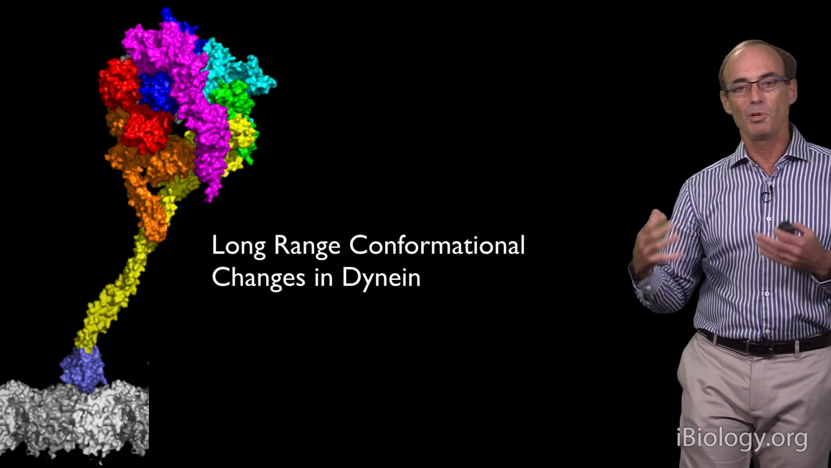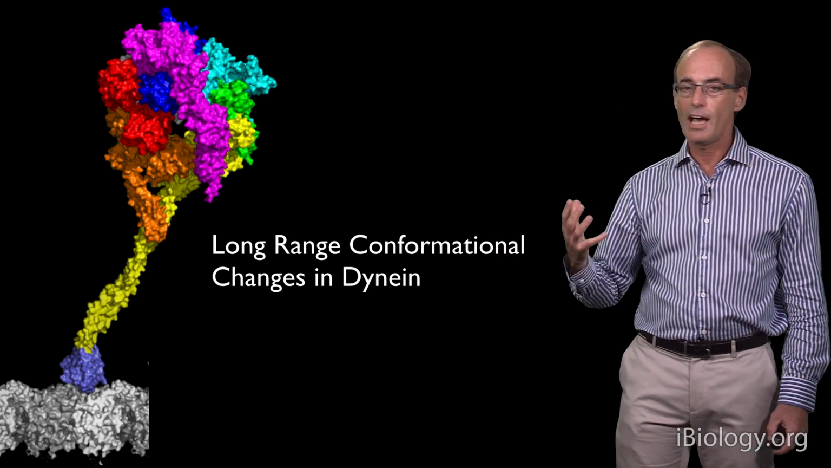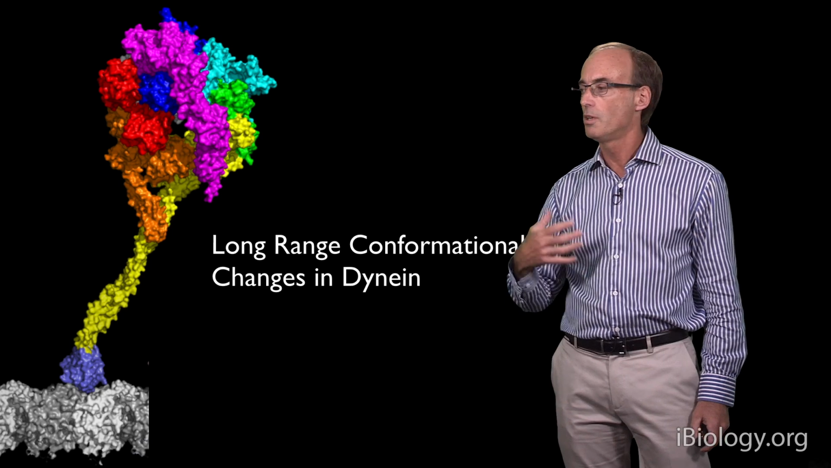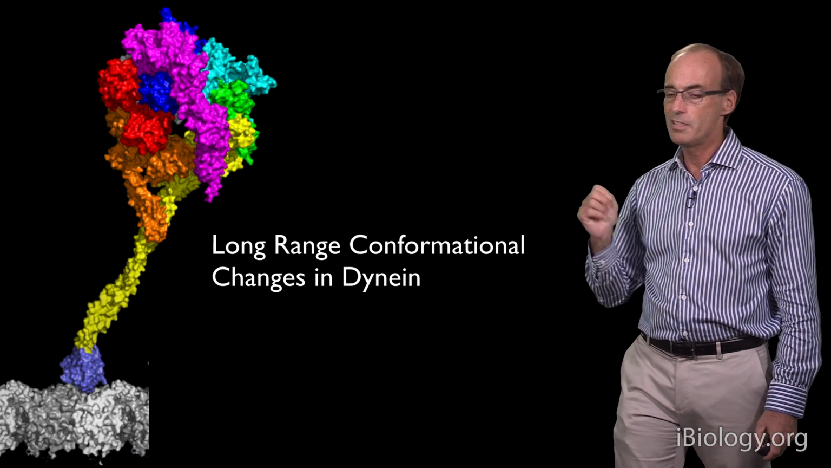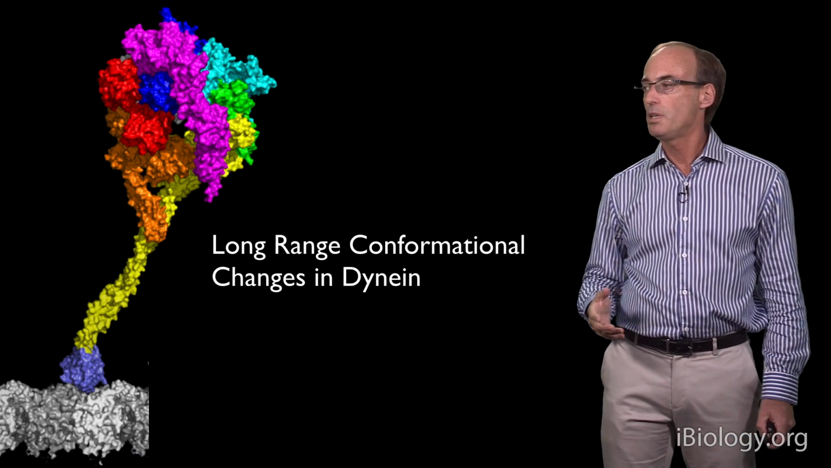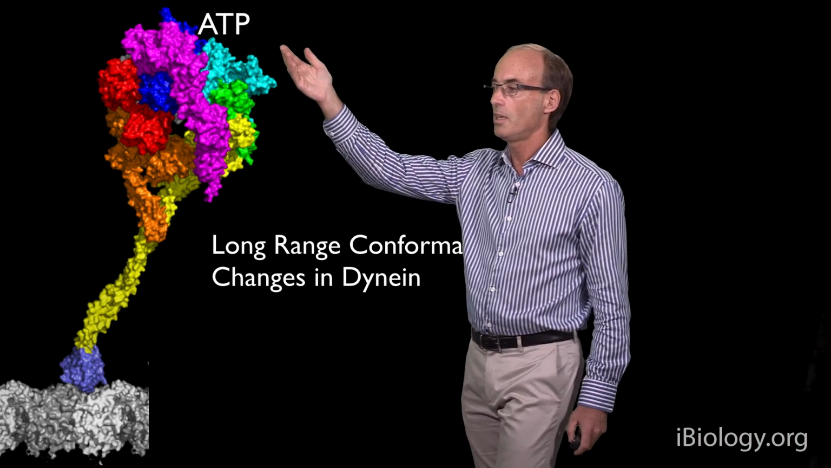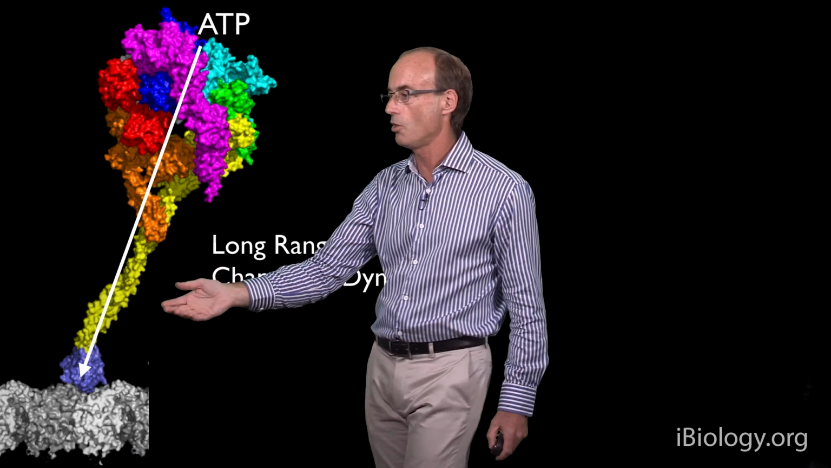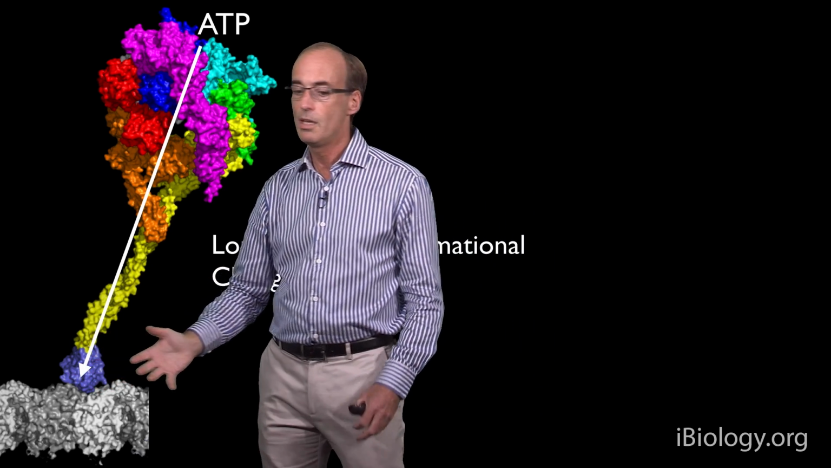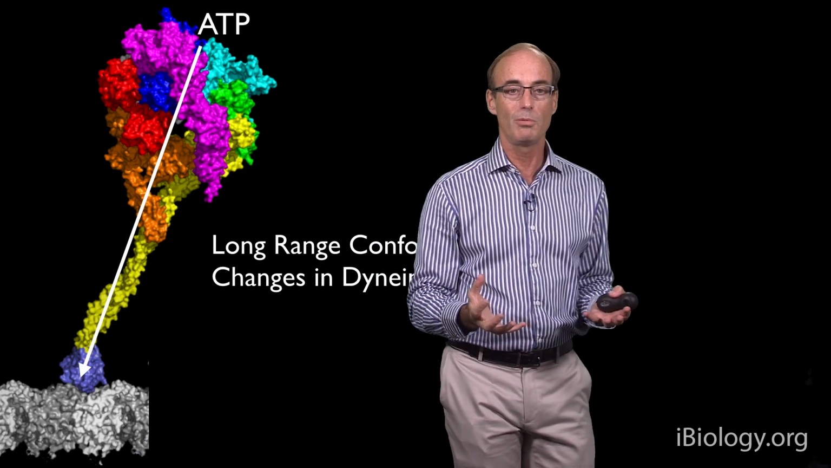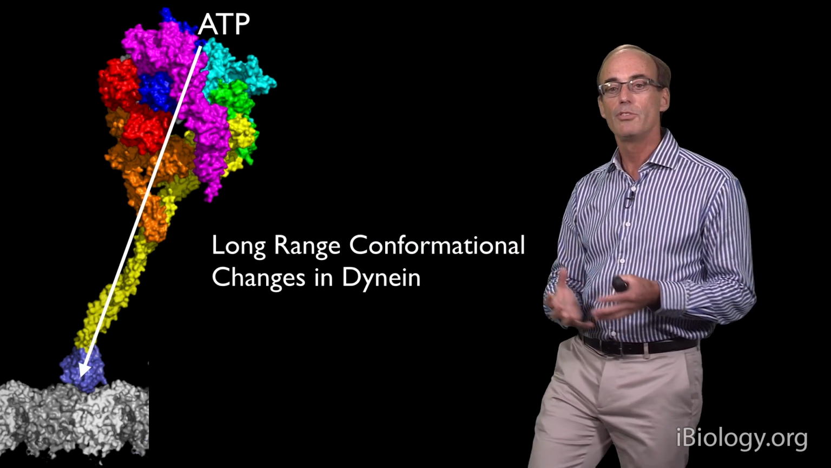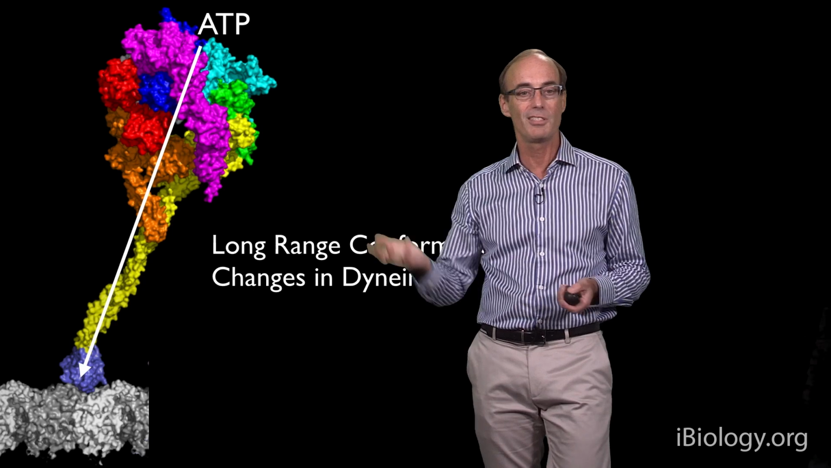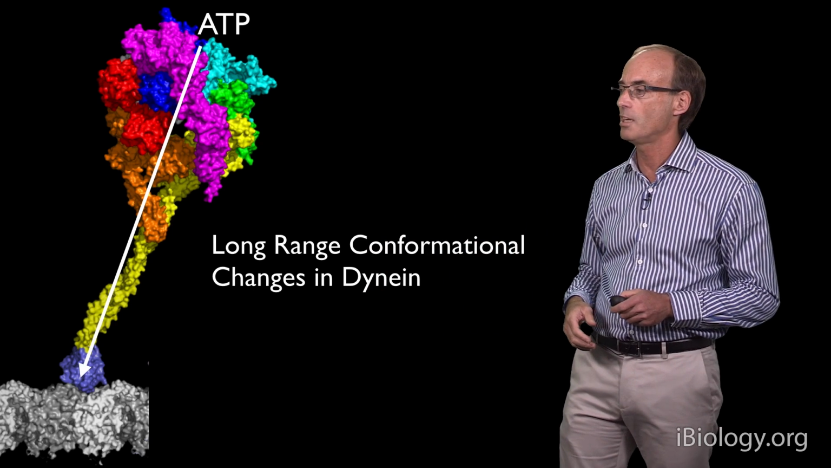So one of the interesting things that we want to know from the structure is how information or conformational changes are propagated to control various aspects of dynein function. And this is a particularly fascinating question for dynein, because we know that when ATP binds at the very top of this molecule over here, it has to relay a conformational change all the way down to the microtubule binding domain, which in fact causes this microtubule binding domain to release from the microtubule so it can step forward along the track. So how this propagation occurs is a fascinating question, especially over this long distance of about 25 nanometers.